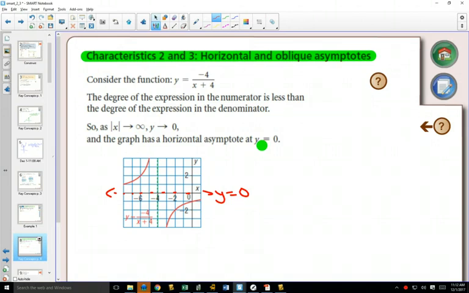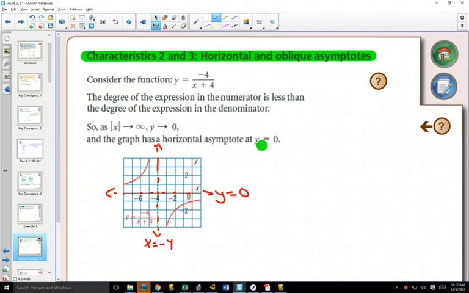has a non-permissible value at negative 4. It doesn't simplify, so at negative 4, we have our vertical asymptote. But how do we know when we're going to have a horizontal asymptote? How do we know when we're going to have an oblique asymptote?